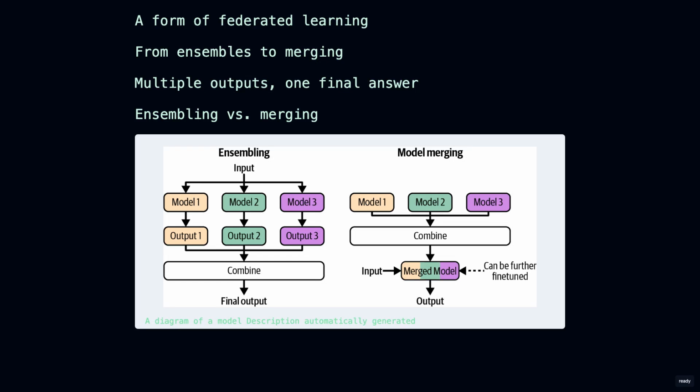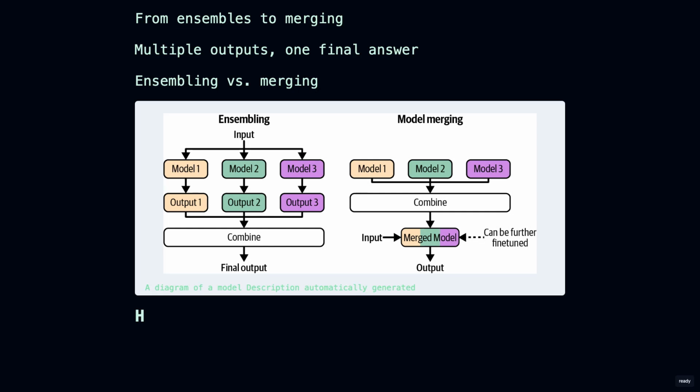Notice the difference in workflow. With ensembling, several models stay intact and their outputs are combined. With merging, the models contribute to one new set of parameters. Use this figure as the mental model for the rest of the section. It shows why merging is cheaper to serve, even though ensembling is often easier to reason about.